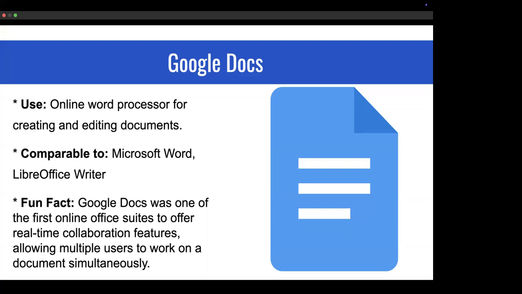One fun fact about Google Docs is it was one of the first online Office suites to offer real-time collaboration features. Basically, what this means is it allows you to share a document online and work on it at the same time as someone else. So you'll see like a little indicator of where your partner is while they're editing the document.